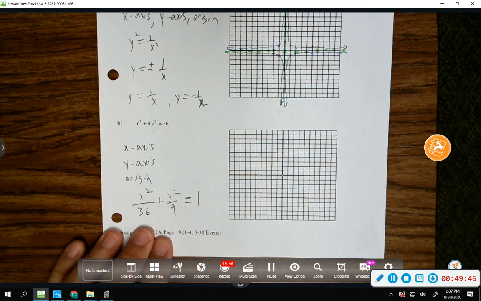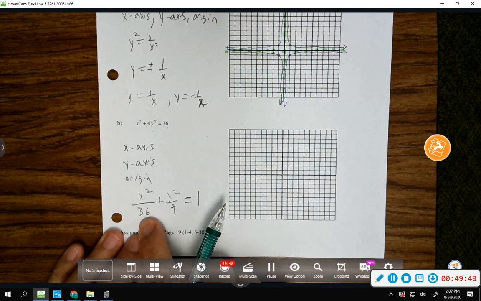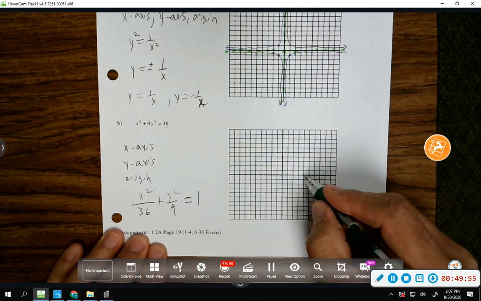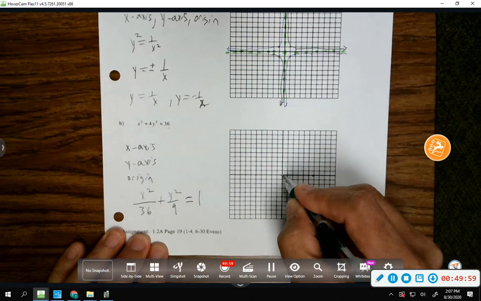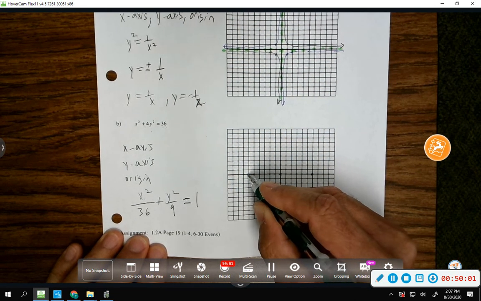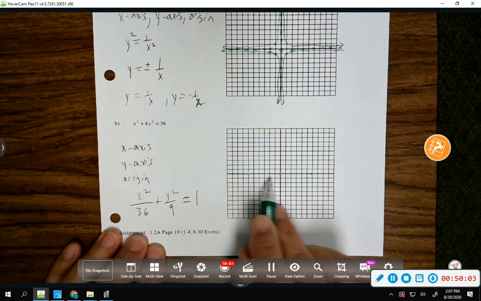It's the opposite of whatever you're doing to x, the opposite of whatever you're doing to y. The larger number is going to tell us about what is called the major axis. The square root of 36 is 6. That means I'm going to go to the right 6 units. 1, 2, 3, 4, 5, 6. I'm going to go back. 1, 2, 3, 4, 5, 6. That is called the major axis.